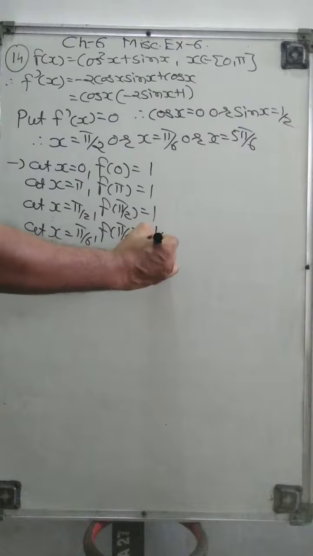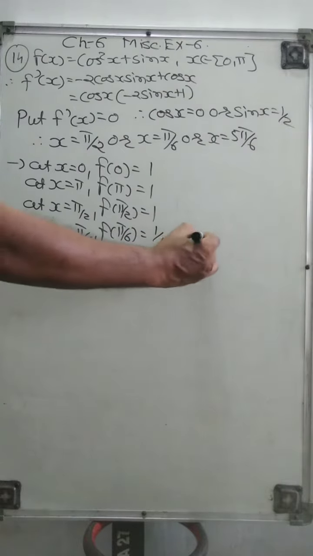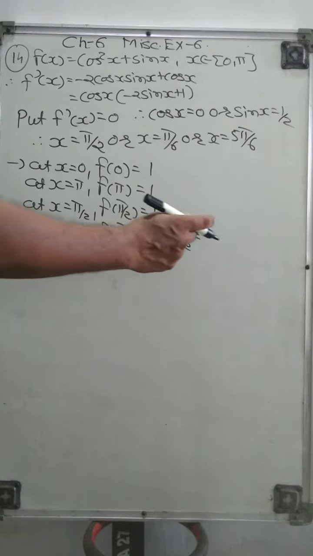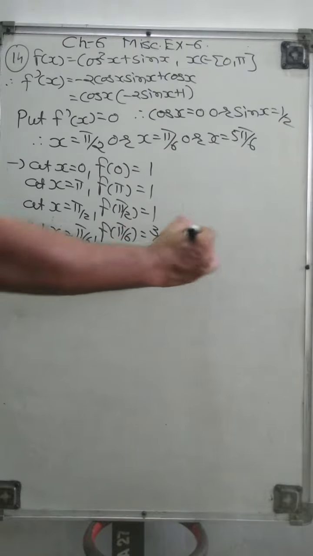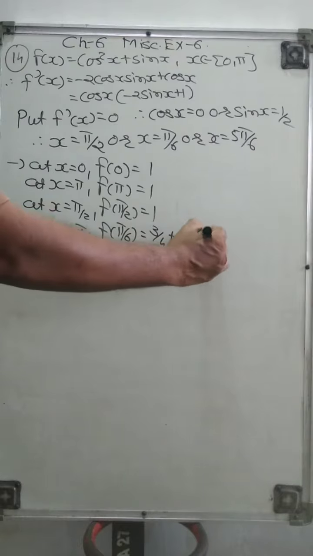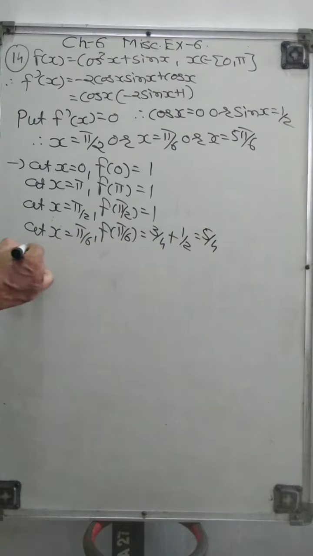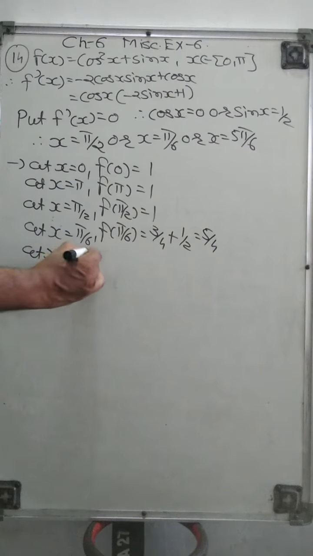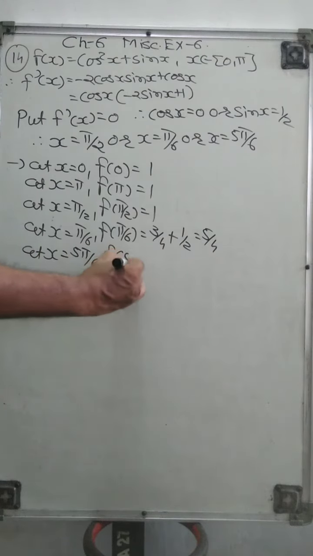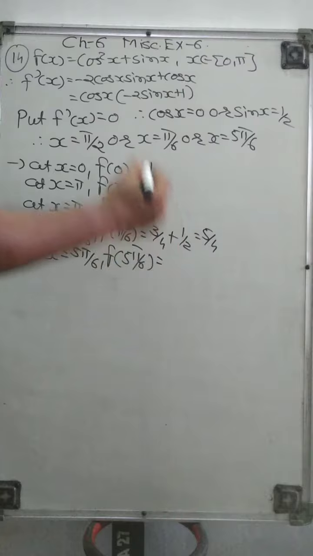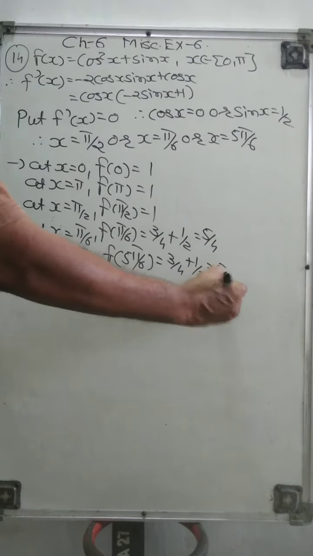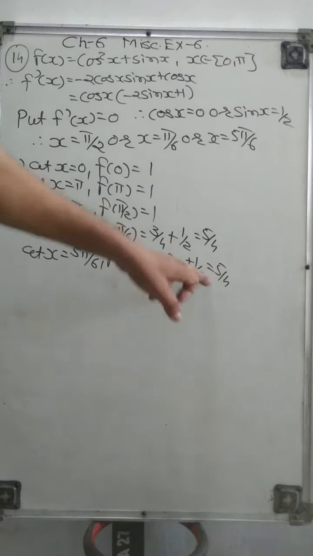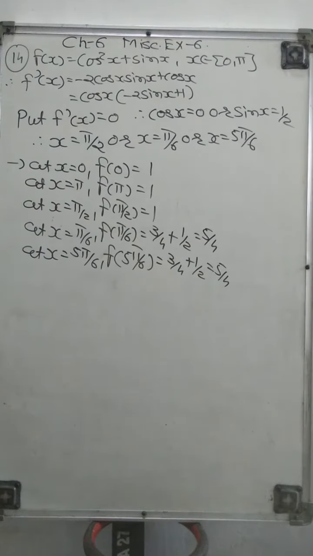1 by 4 plus 1 by 2, just a minute, not that, it is 3 by 4 plus 1 by 2, so it is 5 by 4. And at x equal to 5 pi by 6, f of 5 pi by 6 is also the same, 3 by 4 plus 1 by 2, it is 5 by 4. So after all there are only 2 values, 5 by 4 and 1. Okay.